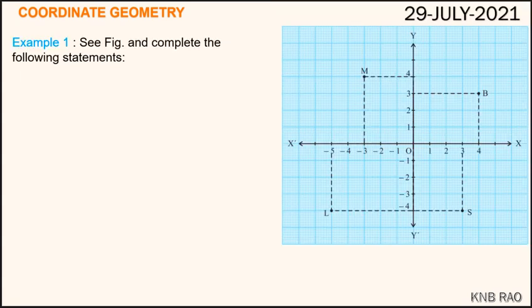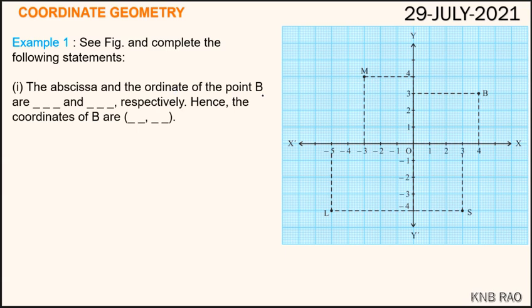Example number 1, see the figure. If you observe the figure, you could find a coordinate plane where coordinate axes are plotted with all 4 quadrants, and points you could see O, B, M, L, S. Now, the question comes, the abscissa and the ordinate of the point B. If you take, the abscissa is 4, ordinate is 3, thus its coordinates are 4, 3. Correct? This is what we have done.